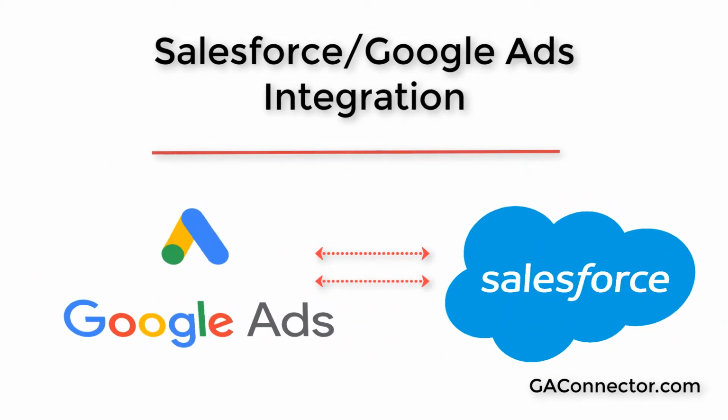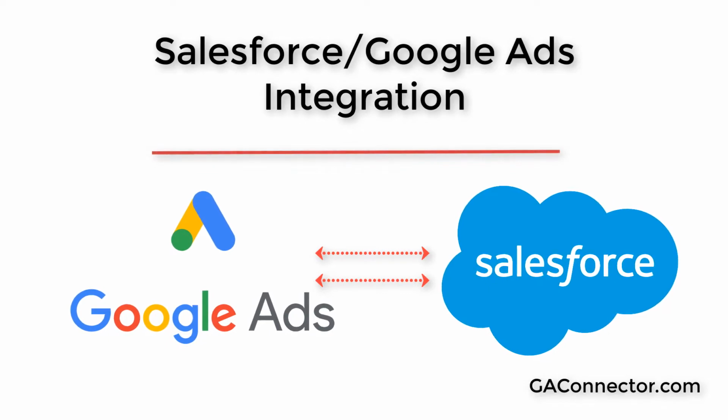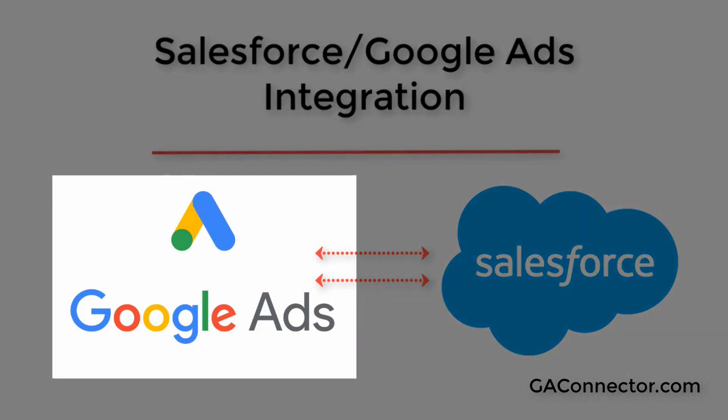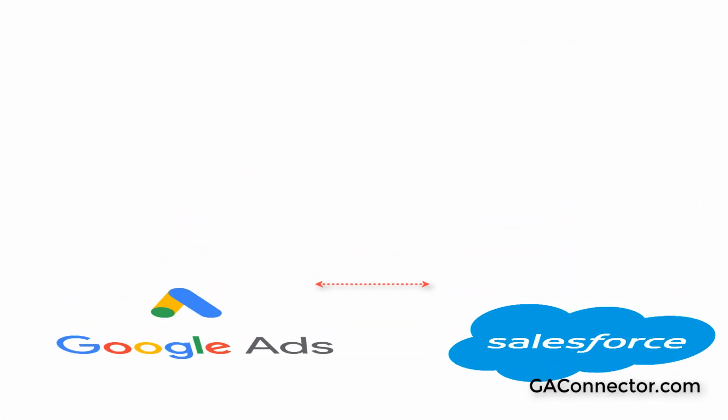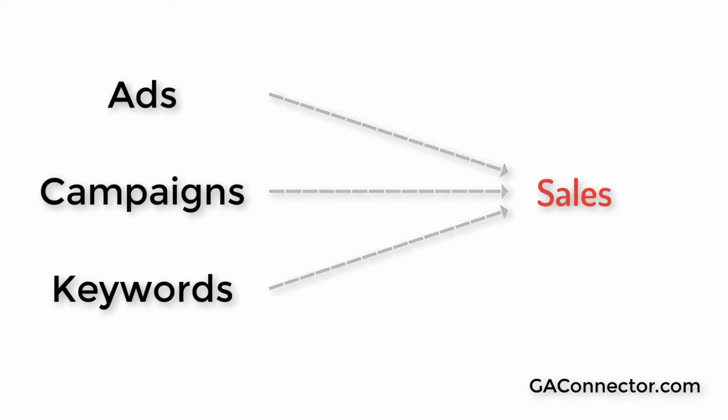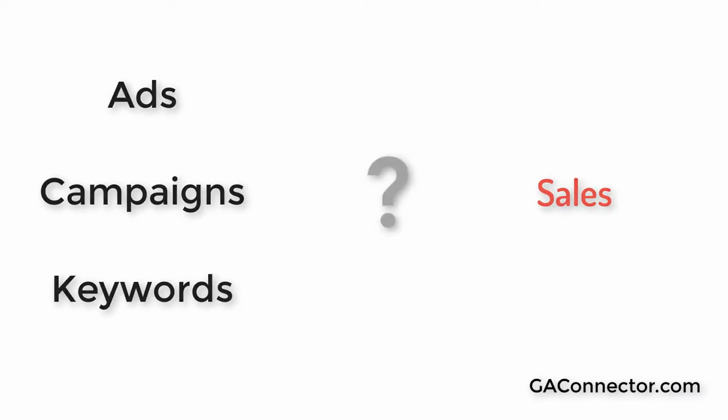So let's get started. First, what are the benefits of installing a Salesforce Google Ads integration, and what can it actually do for your business? Right now you've got two separate data sets. You have your Google Ads data telling you which ads, campaigns, and keywords generated leads. And you have your Salesforce data telling you which leads turned into sales. But you're missing the big picture. You have no idea which ads, campaigns, and keywords are actually generating sales.